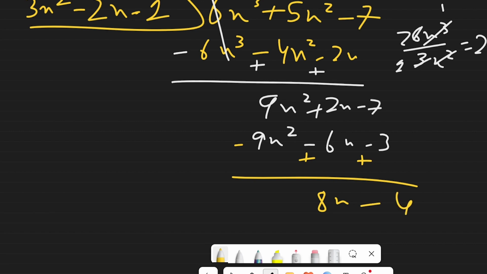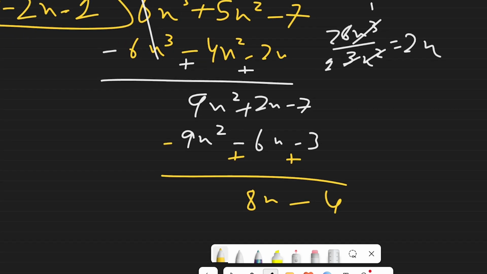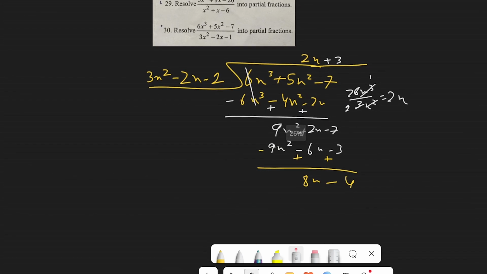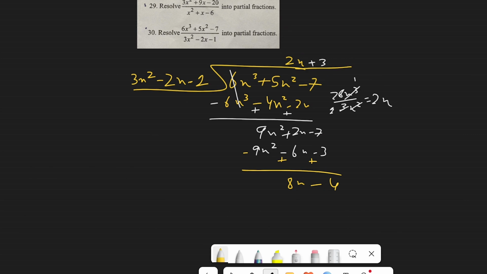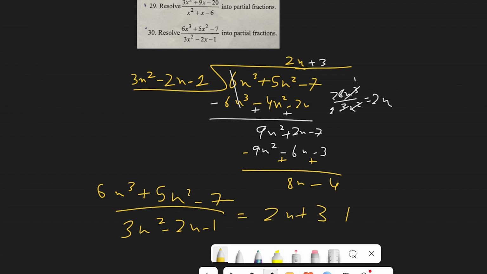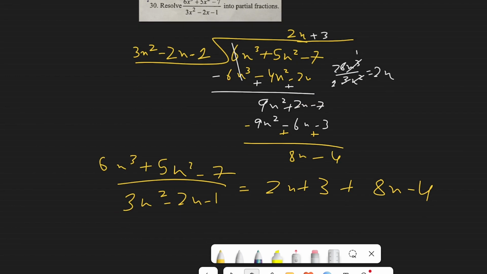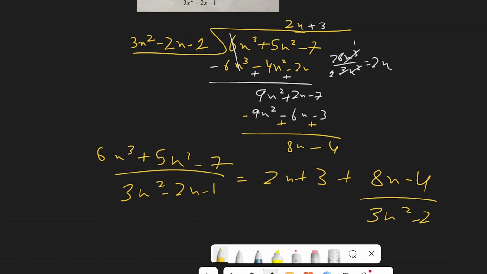By the way, I'm just using different colors to differentiate, but you will have to use the same colors. But you can just write minus plus plus, and you should know what operation is being applied. We don't have to do this minus, we have to do the plus over here in the exam, and the examiner would understand. So we have 2x plus 3, right? So we can rewrite this as 6x cubed plus 5x squared minus 7 over 3x squared minus 2x minus 1 is equal to 2x plus 3 plus 8x minus 4 over 3x squared minus 2x minus 1.